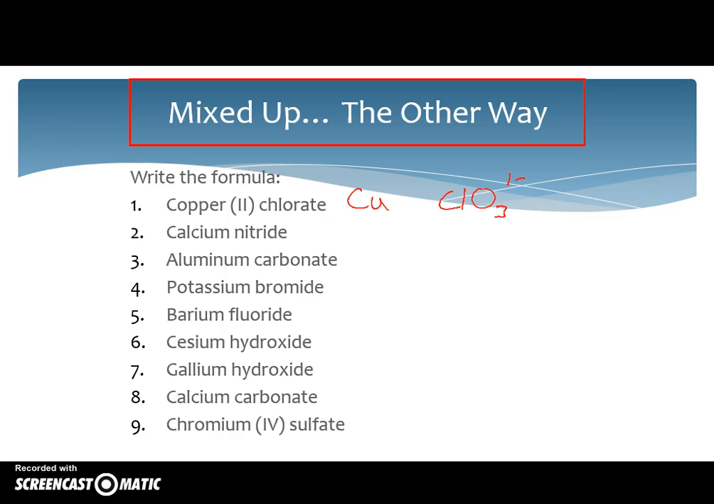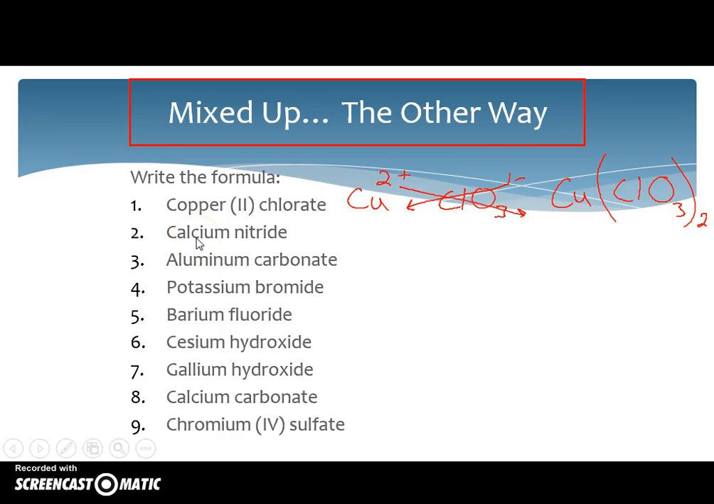I'm going to use my Roman numerals to tell me charge here, copper 2+. I'm going to do my crisscross work. So I'm going to write a 1 here. I'm going to write a 2 here. So Cu. I'm not going to write the 1 though because I'm a lazy chemist. ClO3. And then I use parentheses with the 2 on the outside because I need 2 of these -1 charges to balance my 2 positives. So looks like that.